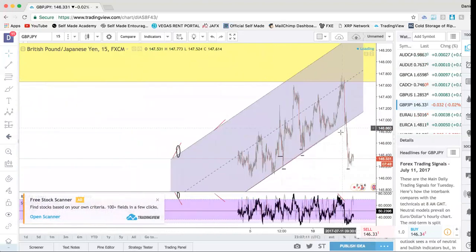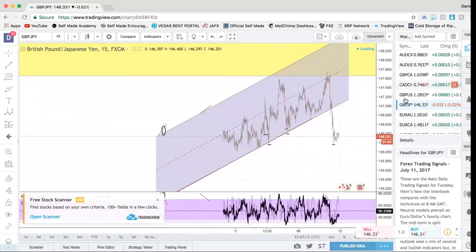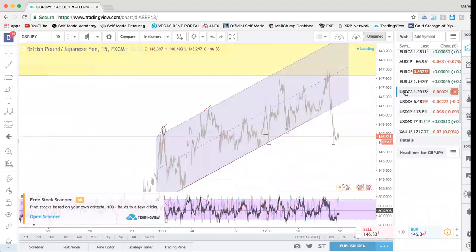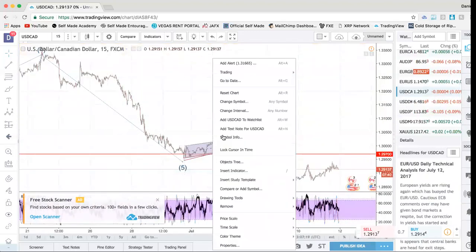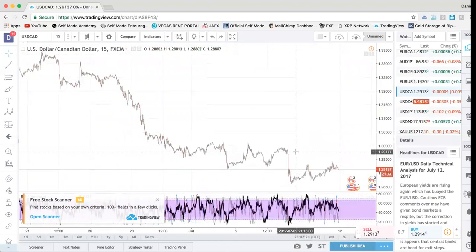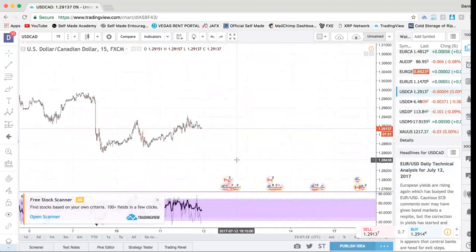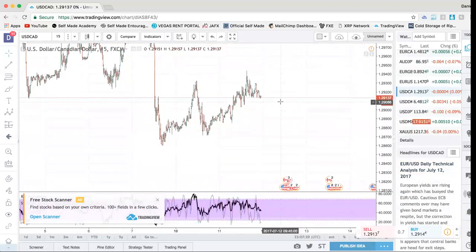So that's a basic one right here. I'll just show you another pair. Let's just pull up another random one, right? Maybe USD CAD or something, like that. We will remove all past drawing tools, and let's look here to see what we were expecting.